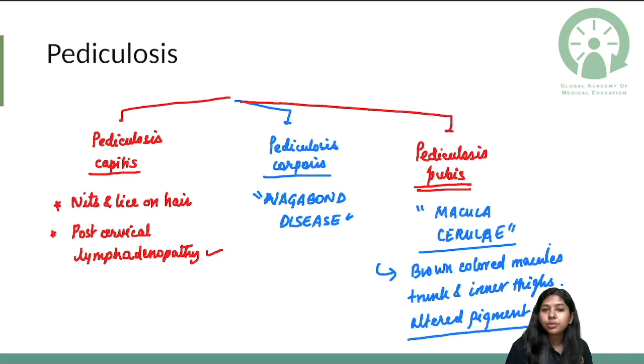Vagabond's disease, pediculosis corporis, the lice will reside in seams of clothing, which is why you have to wash off all the clothes of the patient. And pediculosis capitis, you will get nits and lice on the hair shaft. They will be strongly adherent on the hair shaft. Sometimes it is confused with seborrheic dermatitis, but the scales of seborrheic dermatitis can be easily flicked off. They will not be attached to the hair shaft, but nits and lice will be firmly attached to the hair shaft, and you will also get posterior cervical lymphadenopathy, right?